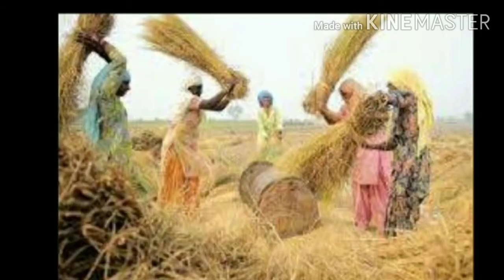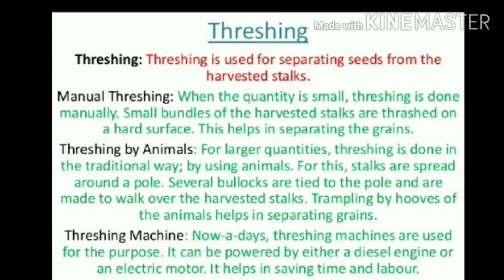Just see in this way. What are these ladies doing? They have a bundle of the crop, and what are they doing? Yes, they are threshing it on a hard surface, which helps to separate out the grain.